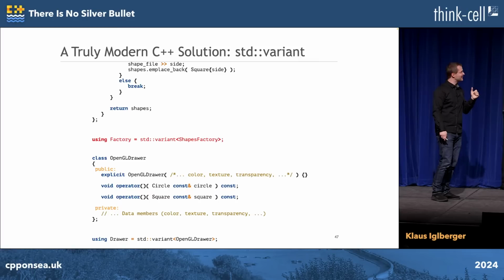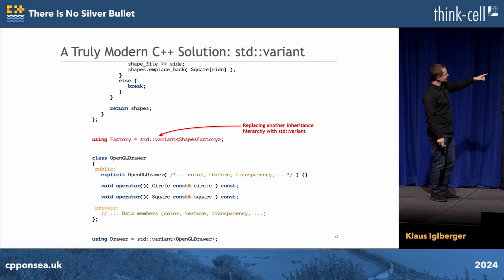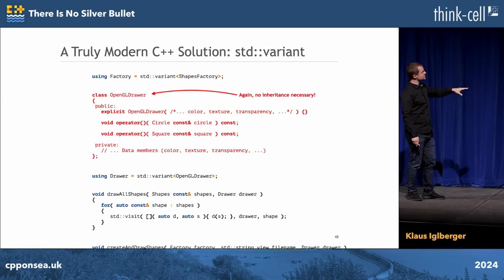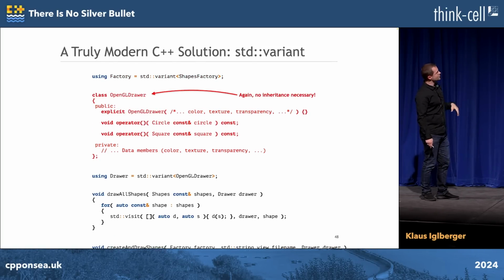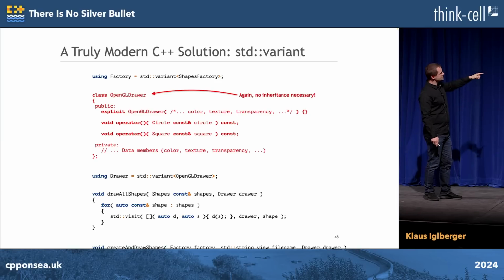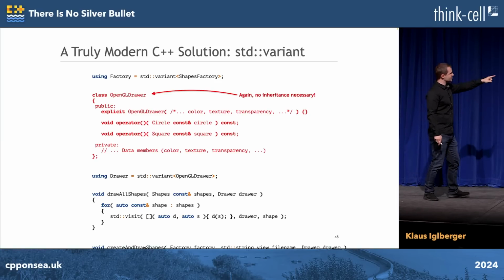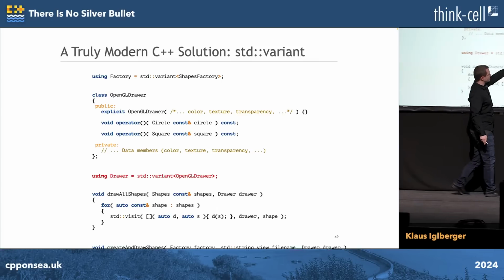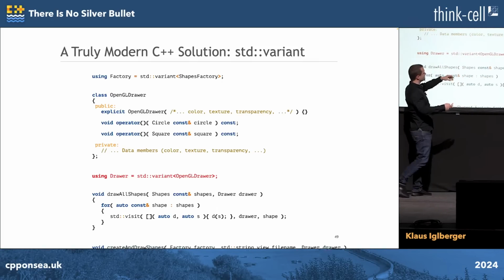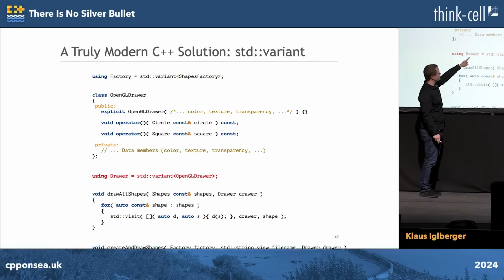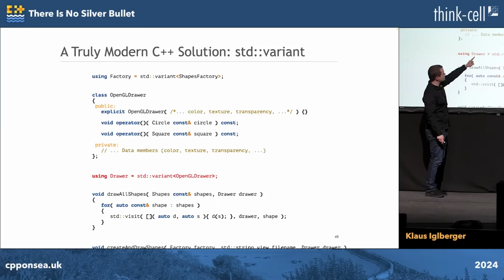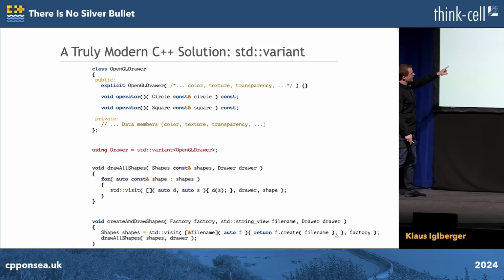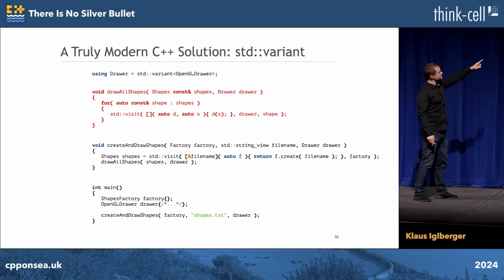Then the drawing functionality, again, no base class necessary, just simple call operators that we'll then use in visit. And yes, of course, one more opportunity to use a variant of the drawers, the different ones. I only have one at this point, but this is the abbreviation called drawer. All right, and then I draw all the shapes again.